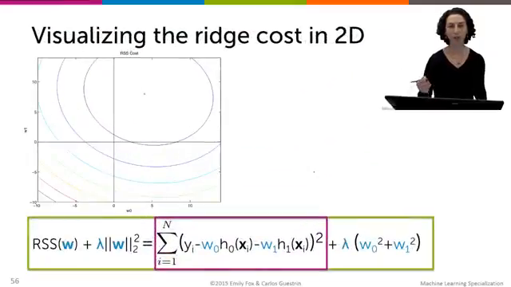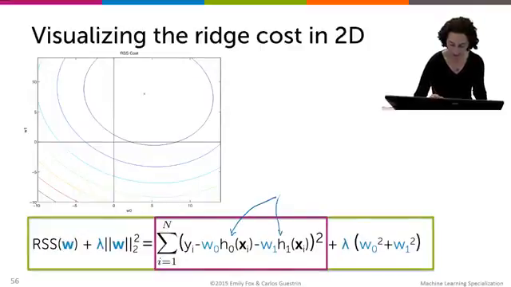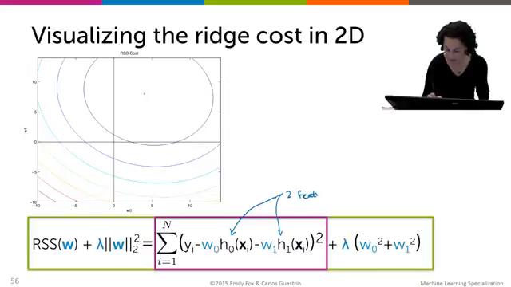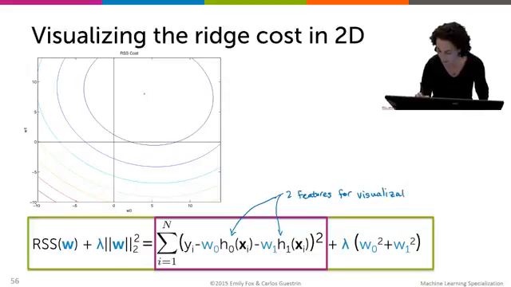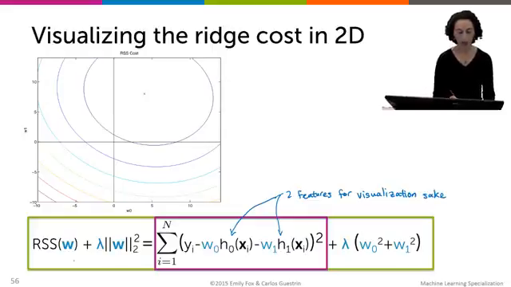Since visualizations are easier in 2D, let's just look at an example where we have two features, h0 and h1. So let me just write this, two features for visualization's sake. And what I'm writing in this green box is my ridge objective simplified just for having two features. And in this pink box, I'm showing just the residual sum of squares term.